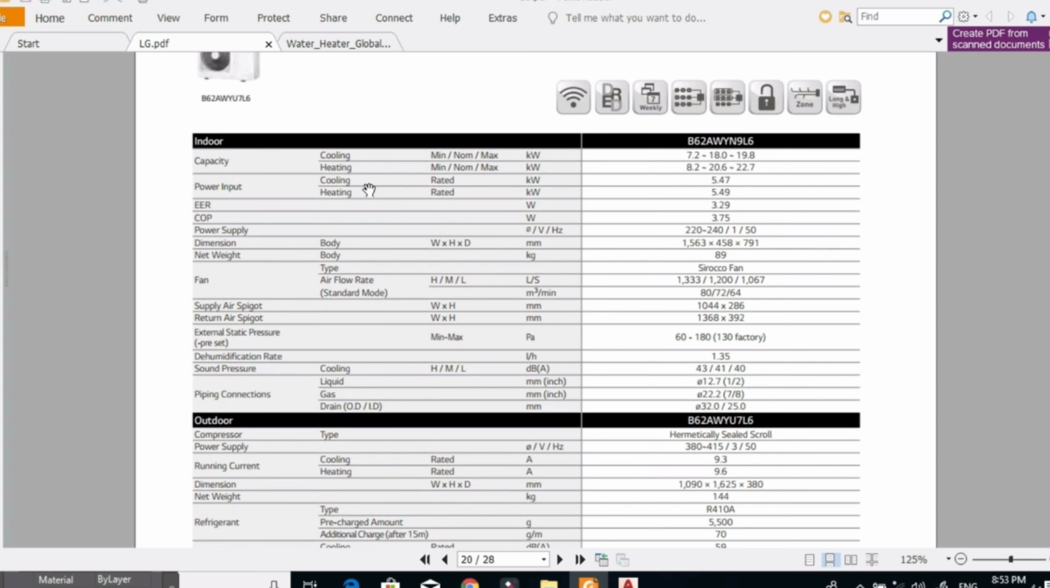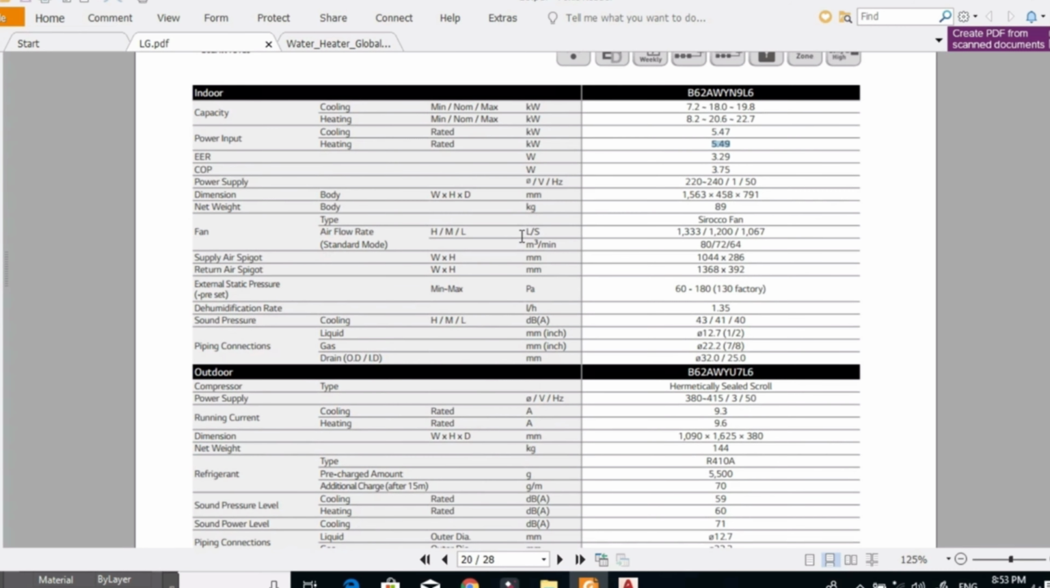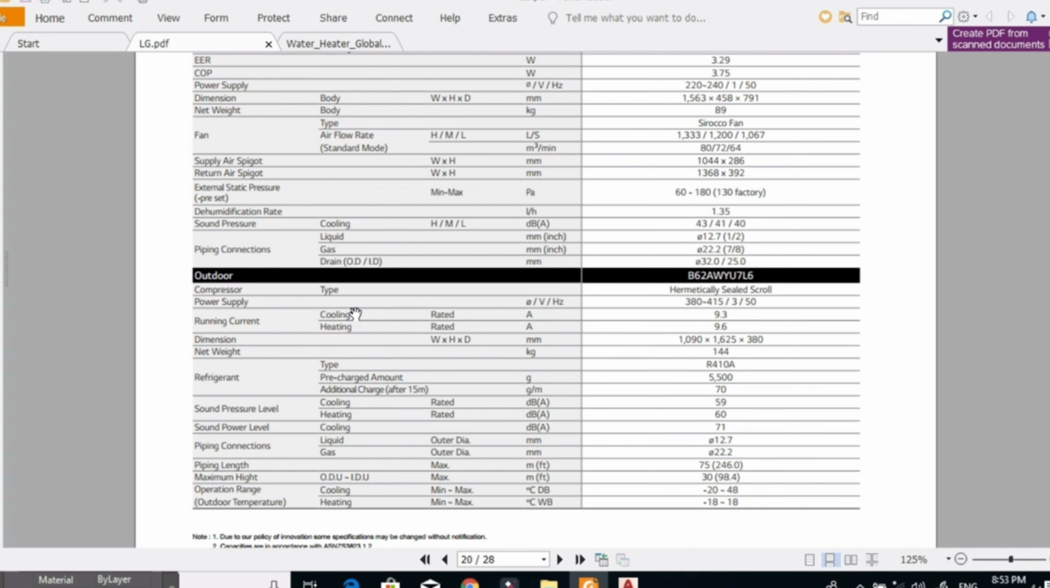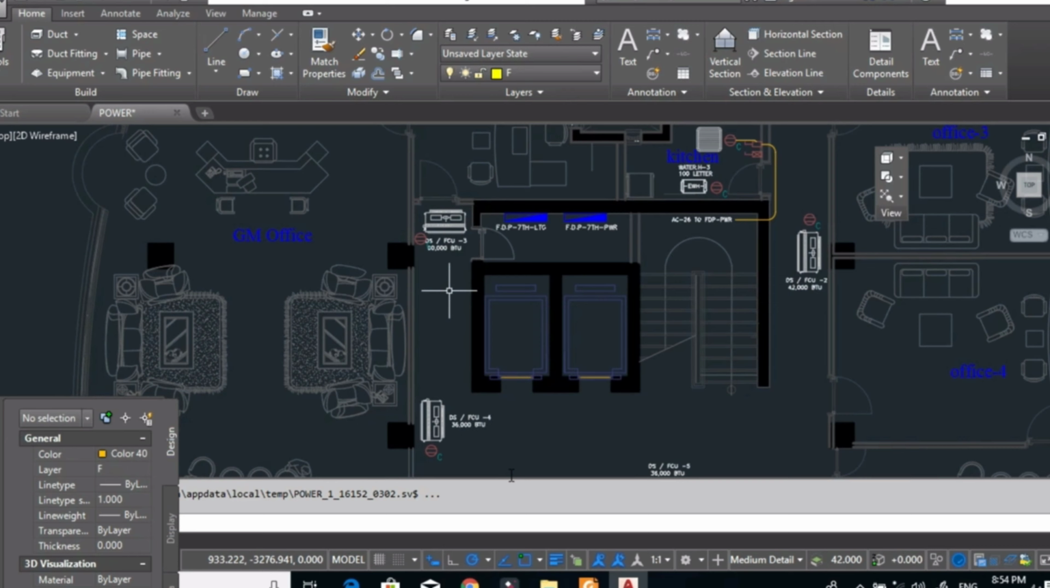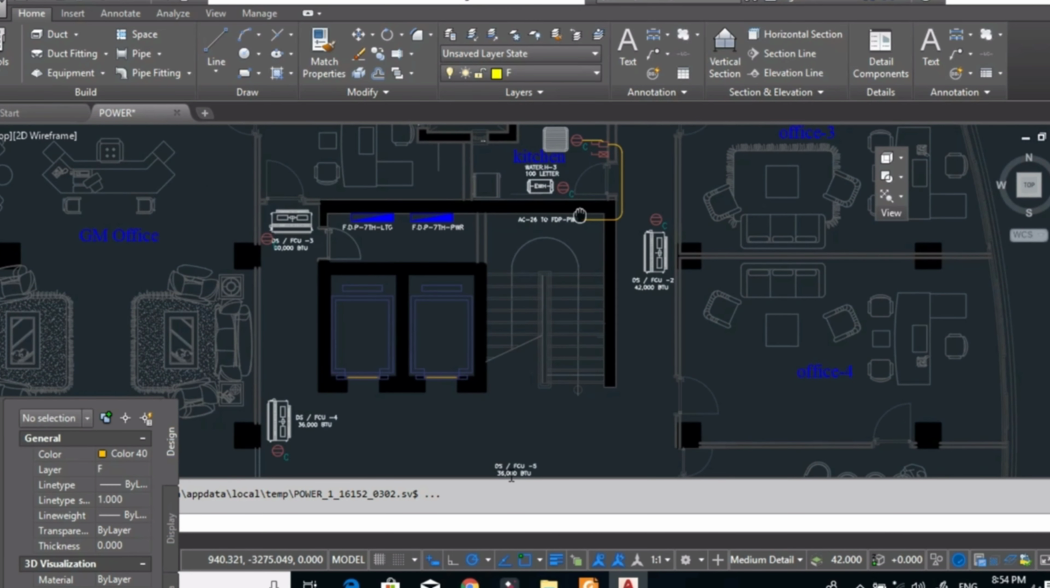See here the power input and the cooling and heating. I can take the maximum value, 5.49. This is the capacity by kilowatt. And here he mentioned that the power supply is 380 to 415. That means it's 3-phase. He mentioned here also this is 3 by 50 Hz. Now I know this unit is 3-phase. How can I deal with it? Don't worry, I will explain everything in the panel board chapter.